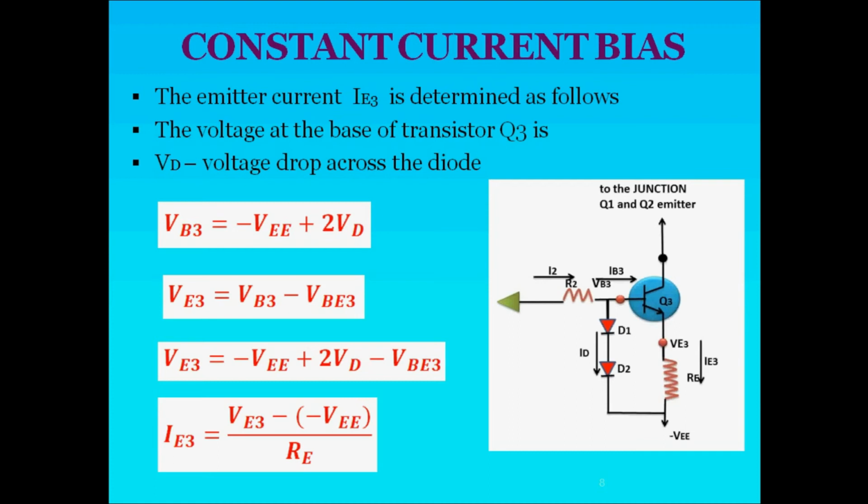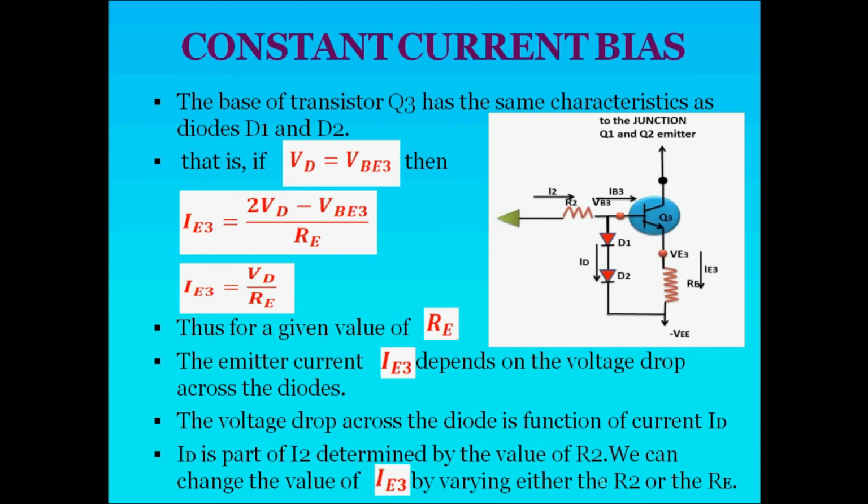So now my I3 current is VD by RE. We'll see here, so the equation is 2VD minus VBE3 divided by RE. So IE3 is the voltage drop across the diode divided by RE. Thus for a given value of emitter resistor RE, the emitter current IE3 depends on the voltage drop across the diodes. This equation tells us that for any given value of RE, this emitter current will depend on the voltage drop across the diodes.